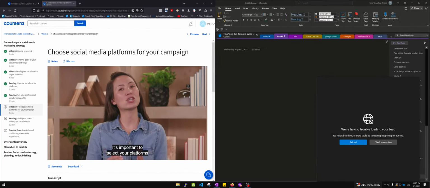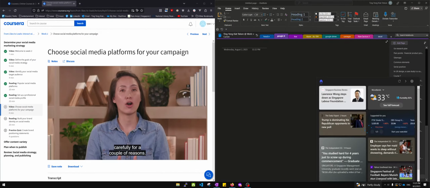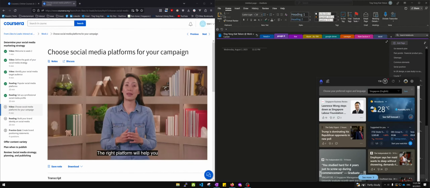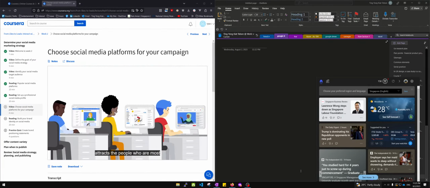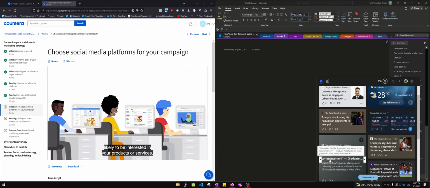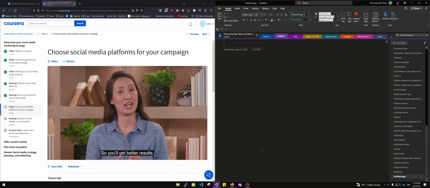It's important to select your platforms carefully for a couple of reasons. The right platform will help you reach your target audience. Posting on a platform that attracts the people who are most likely to be interested in your products or services can drive more traffic to your website. Choosing platforms strategically has another advantage too. You'll spend your time and money focusing on the platforms that are most likely to drive sales or increase traffic, so you'll get better results.